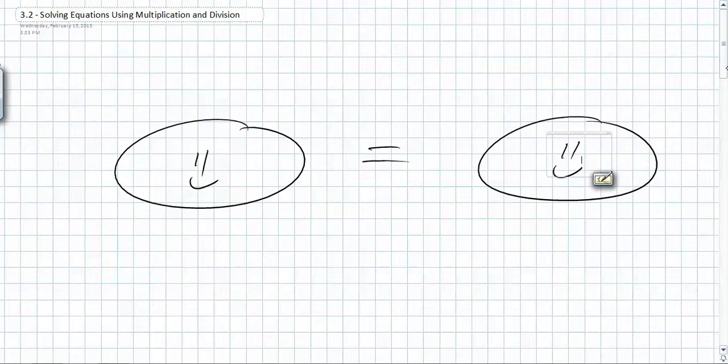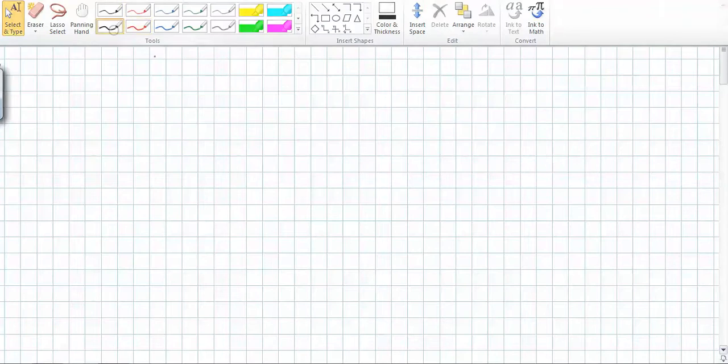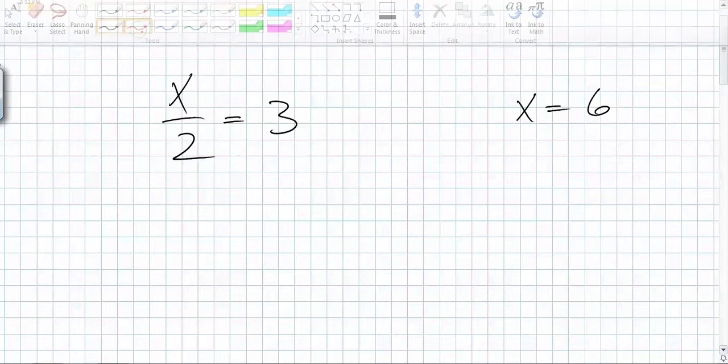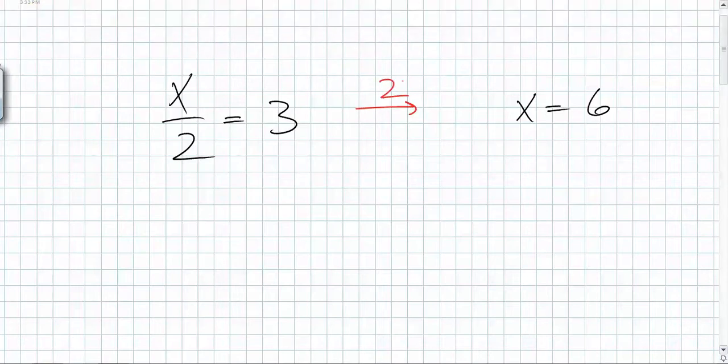Also remember that when we solve equations, we're going to be writing equivalent equations. Meaning, if we have x over 2 equals 3, we're going to work to isolate x to get x equals 6. These two equations are said to be equivalent. And we got from one to the other this way by multiplying by 2.